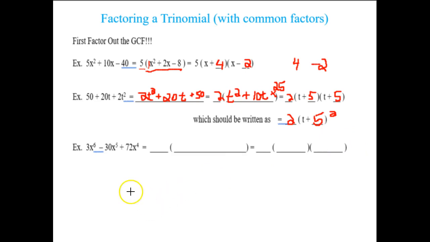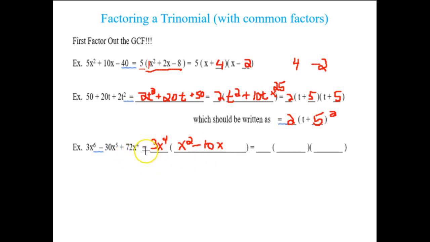All right, and the last example here, what goes into everything? Well, I know that 3 goes into all those, and then also I have x to the 4th power, because this has 6, this has 5, this has 4. Whichever has the least is what limits you, so 3x to the 4th. Now, if I divide everything by 3x to the 4th, this is going to be x squared. Negative 30 divided by 3 is negative 10, so I'll have negative 10. And if I take 4 of them out of 5 of them, I'll have 1x left over.